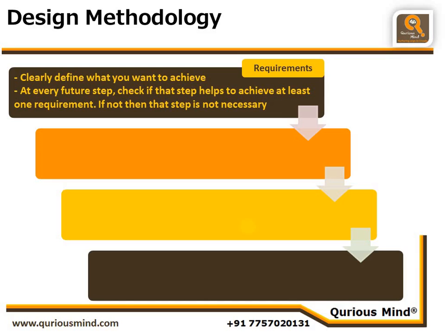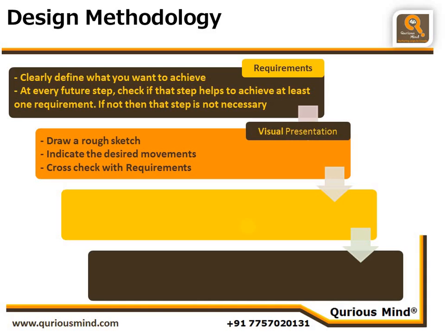The next step after requirements is visual representation. So we will draw a rough sketch of a robot, indicate the desired movements, and we will also cross-check with requirements whether we are satisfying the requirements which we have jotted down in our first stage.